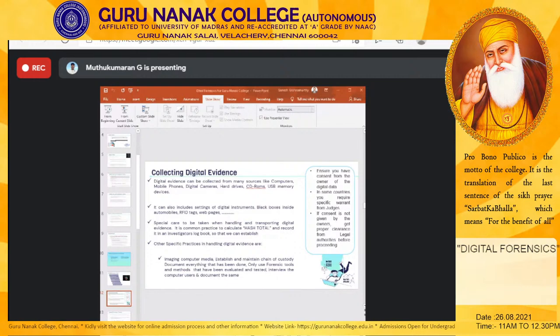Where computer forensics is normally used, I again go to the FBI handbook of forensic services. They have given a list of items. This is not an all-inclusive list. It's just a sample list for you.